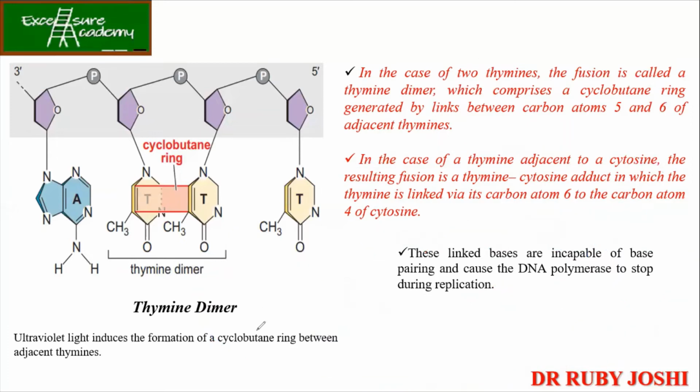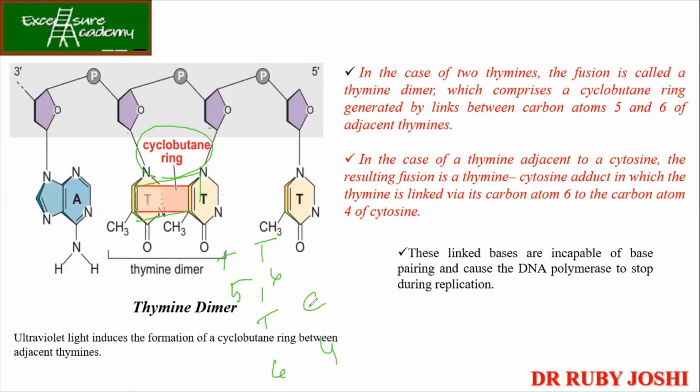Yeah, so now what is happening? Back to the DNA damage. When you have continuous exposure to UV light, this results in the formation of a cyclobutane ring between the two pyrimidines, that is two thymines. We can see the structure over here. So this ring is formed between the two thymine molecules. Now, if thymine is adjacent to cytosine, the resulting fusion is a thymine-cytosine adduct, in which the thymine is linked via its carbon atom 6 to the 4 of cytosine. If we have thymine-thymine, then the cyclobutane ring is formed between the 5th and 6th of the adjacent thymines. But if it's thymine and cytosine, then it is 6th and 4th of cytosine. Clear? Yeah.